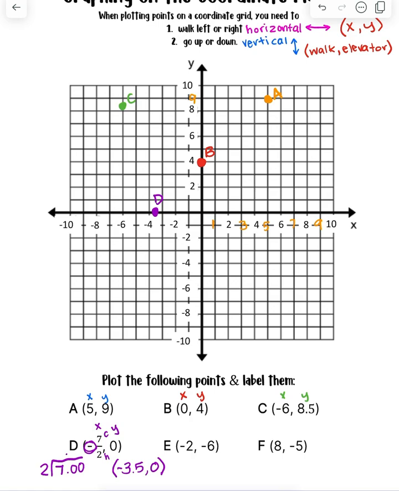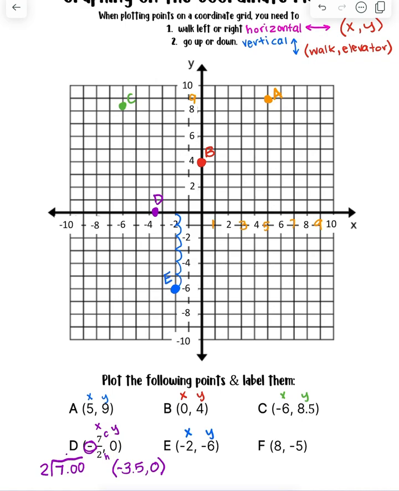Okay, we have 2 more. So let's do -2, -6. So I'm going to start at my origin, and I'm going to walk to -2, and then I'm going to get in my elevator and go down 6. Remember, down because it's negative. So I have 1, that number's kind of covering it up, but that's a box. 2, 3, 4, 5, 6, and then I can put my dot right there, and that is E.